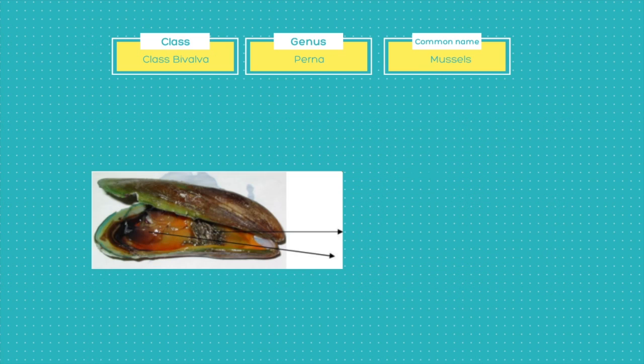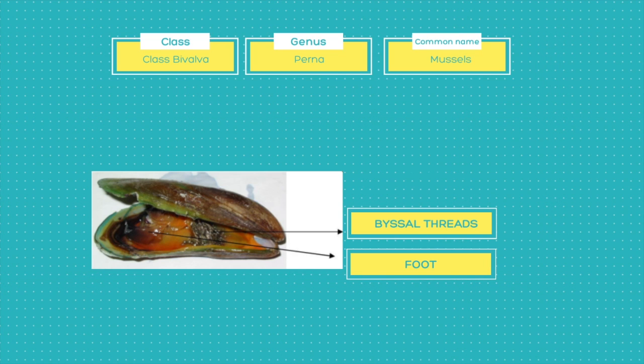Under class Bivalva, we see the genus Perna, more commonly known as mussels. A photo of an open mussel is shown to us, and in the middle, we can see brown string-like structures protruding. This is the first pointed structure called the byssal threads. Mussels use these to cling onto rocks and other substrates. At the left side of the photo, we see a brown hatchet-like structure. This is the second pointed structure called the foot. The mussel uses its foot to pull itself through the surfaces it attaches to.